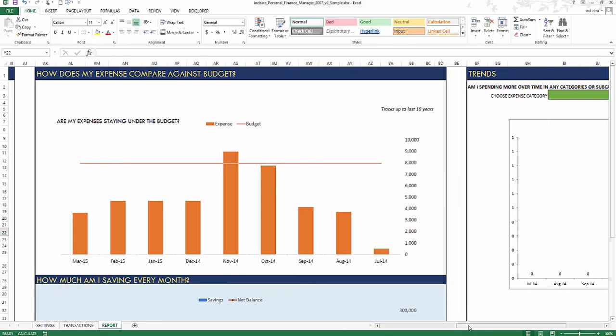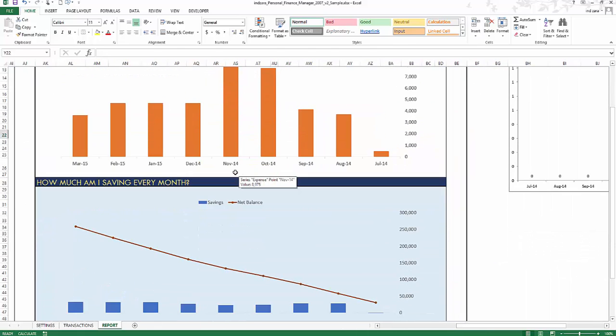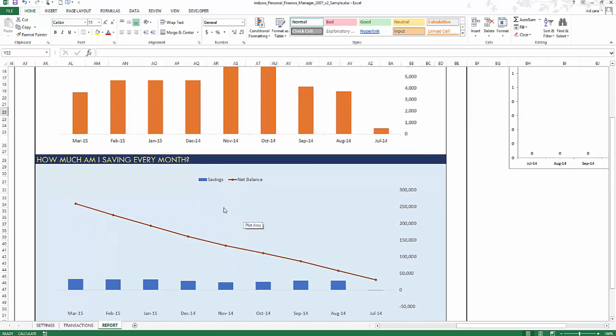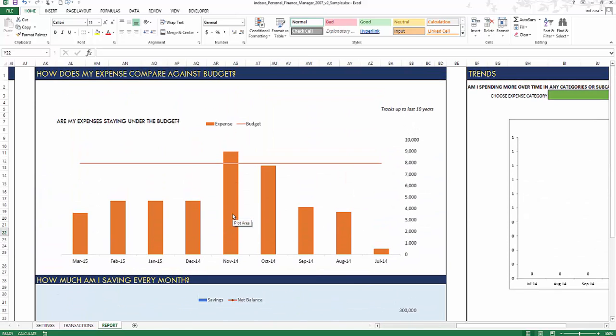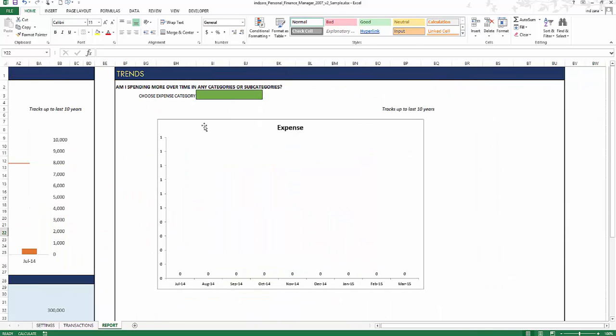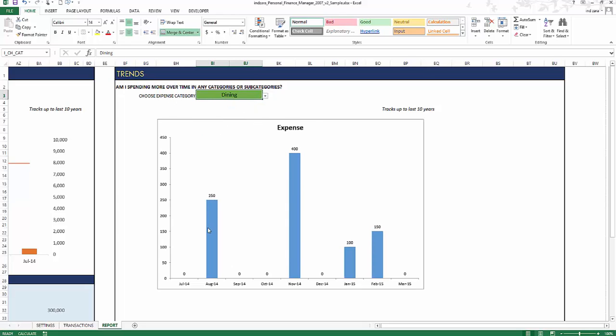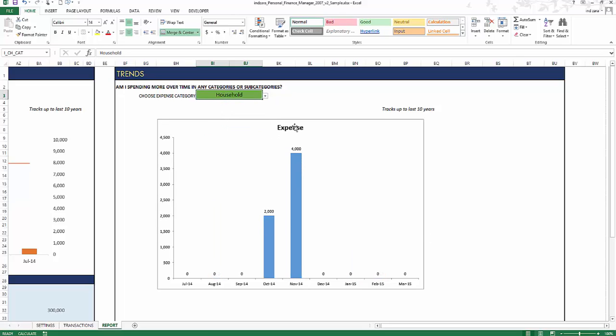This third page, how does my expense compare against the budget and how much am I saving? This is exactly the same as in the 2010 version, no changes. Finally, the trends, this is where the Excel 2010 version has a lot more options, but in the old version, you can choose a specific category and you can see the trend over time. And that's all we have in this report section.